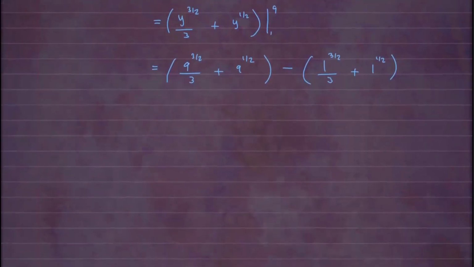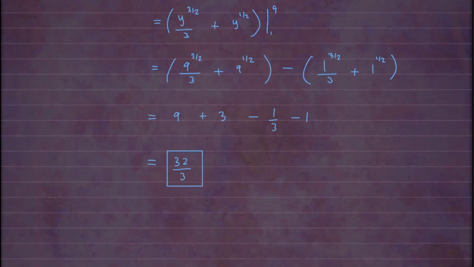Okay, now let's simplify. This number is really just taking the square root of 9 and then cubing it. So that's really 3 to the power of 3 over 3. So that's 3 squared, which is 9, plus the square root of 9, that's 3, minus 1 to the 3/2, that's just 1 over 3. And then 1 to the half, that's also 1. And all of these numbers, if you combine, you'll have 32 over 3. All right, so that is the length of this curve between the given interval 1 to 9.